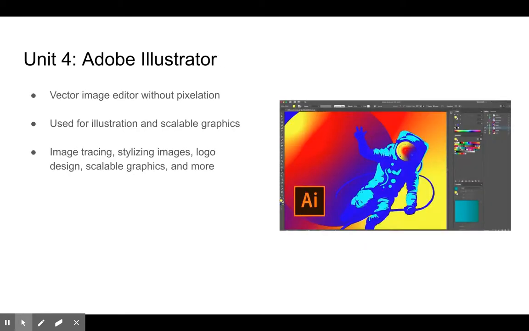Unit 4 is Adobe Illustrator, which is where we wrap up the year. It uses vector graphics, which are based on scalable geometry as opposed to pixelation, so we don't have to worry about increased size and loss of image quality. And we do things like image tracing, stylizing images, logo designs, and more.